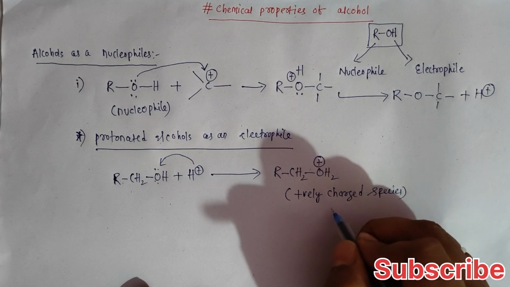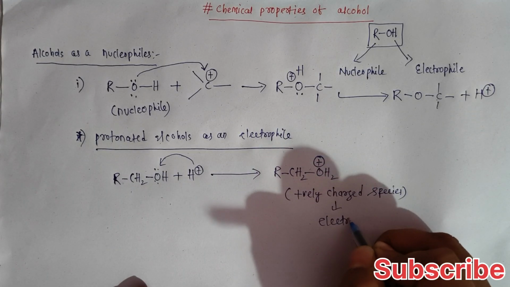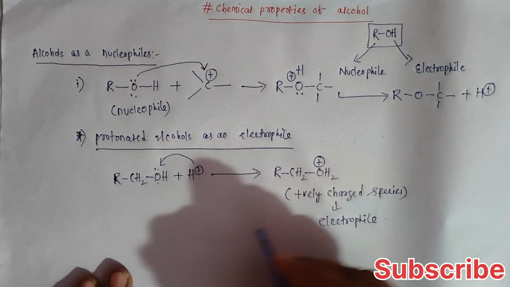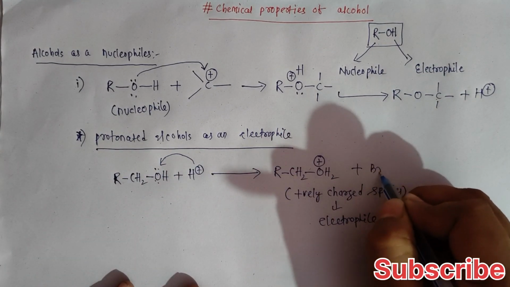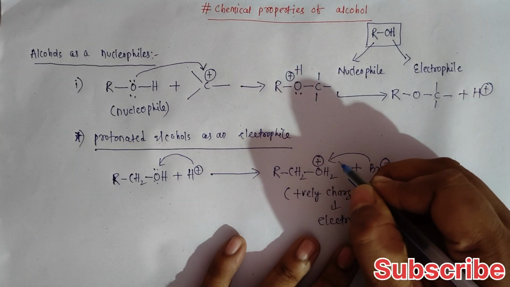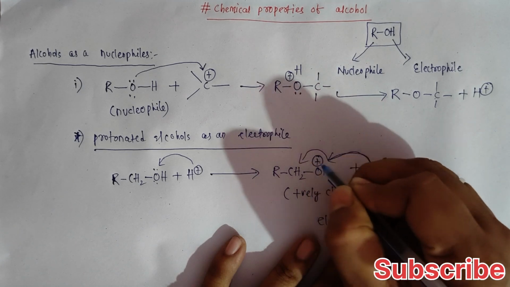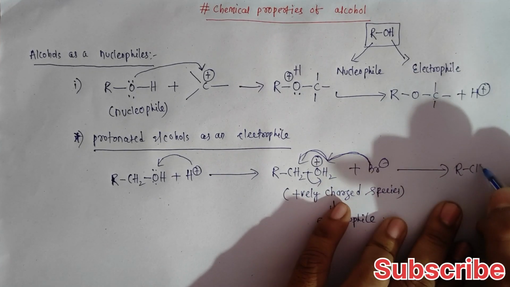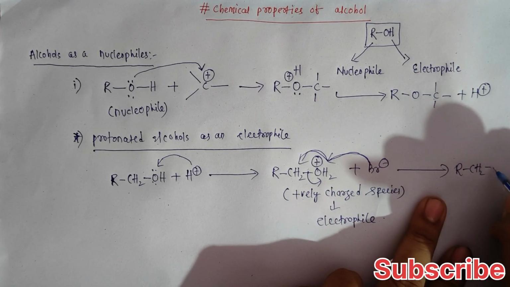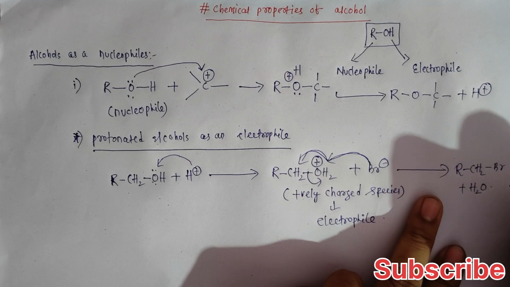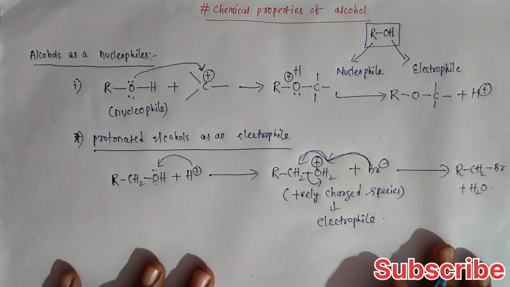Clear? So it can act as an electrophile. That means it can attack a negatively charged ion. If I take a Br minus ion, it can attack. When Br minus attacks this carbon atom, this H2O will be removed. So we will get RCH2Br with H2O. Clear? Yes or no? I hope it is clear to all of you.